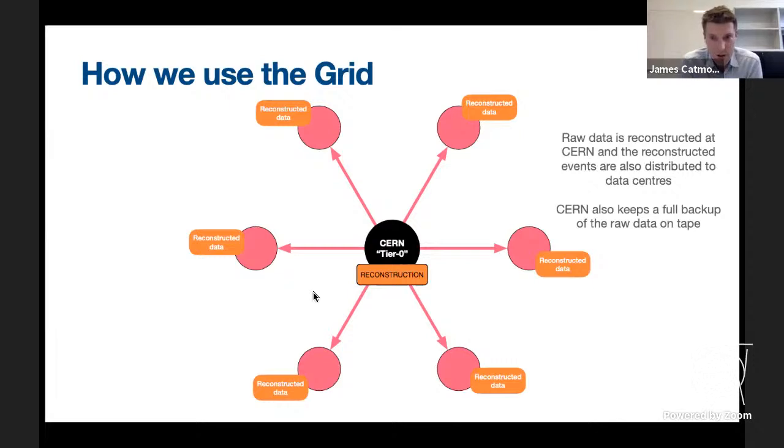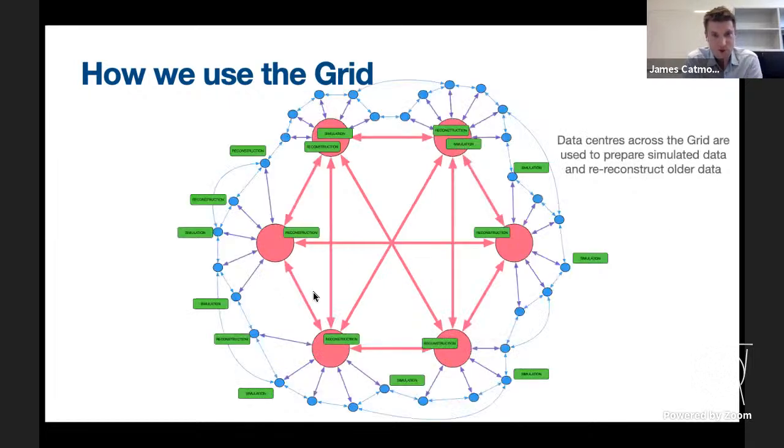And then in addition, freshly recorded data is reconstructed, turned into objects that we can understand, also at CERN. So CERN has a very large data center, which we call a tier zero. It does the initial reconstruction. And then again, we spread that data all across these data centers that are on the grid. So then we have the reconstructed data sitting on the grid. And then we have to do our simulation. And we have to reconstruct our simulated events. And we do this using the entire grid. So different grid sites are put to work doing different reconstruction and simulation tasks.